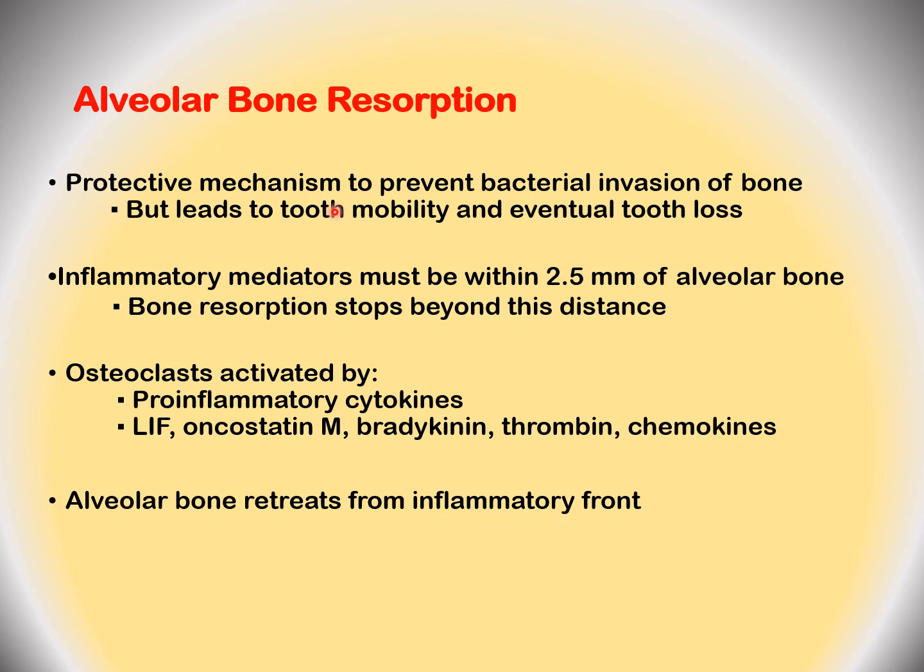Talking about alveolar bone resorption, it is the body's protective response to prevent bacterial invasion of bone but can cause tooth mobility and eventual tooth loss. Inflammatory mediators act within 2.5 mm of alveolar bone, beyond which resorption stops. Osteoclasts are activated by pro-inflammatory cytokines and other factors, leading to alveolar bone retreat from the inflammation site.